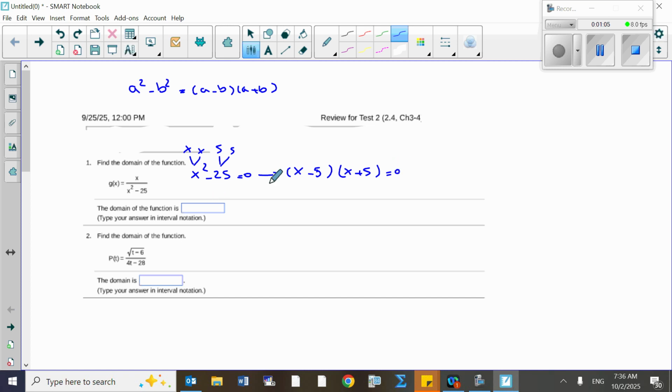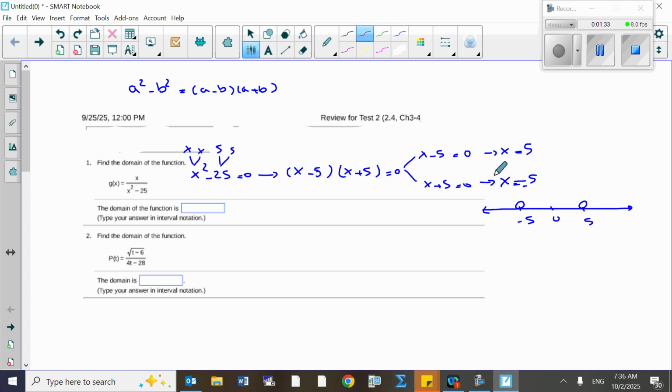Now that I have my polynomial in factored form, I can set each factor equal to 0 and solve for x. X minus 5 equal to 0, so x equal to 5, x plus 5 equal to 0, and x equal to negative 5. So these are the values that should not be in our denominator. I'm going to show it on number line for you. This is 0. Let's say this is negative 5 and this is 5. These two numbers are not part of my domain. So everything else is included in my domain.